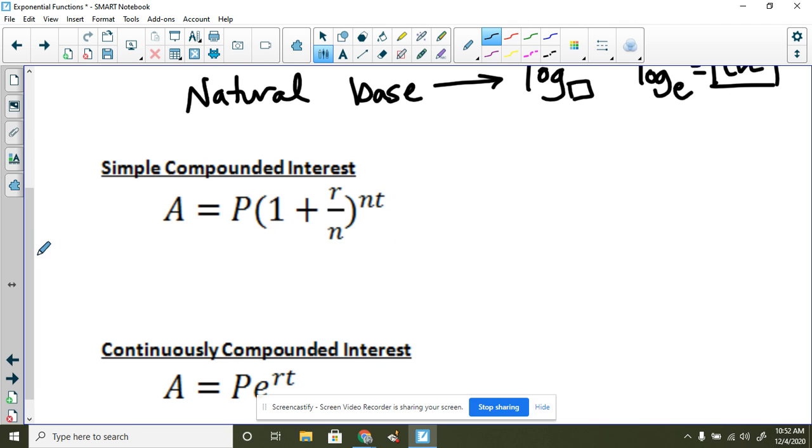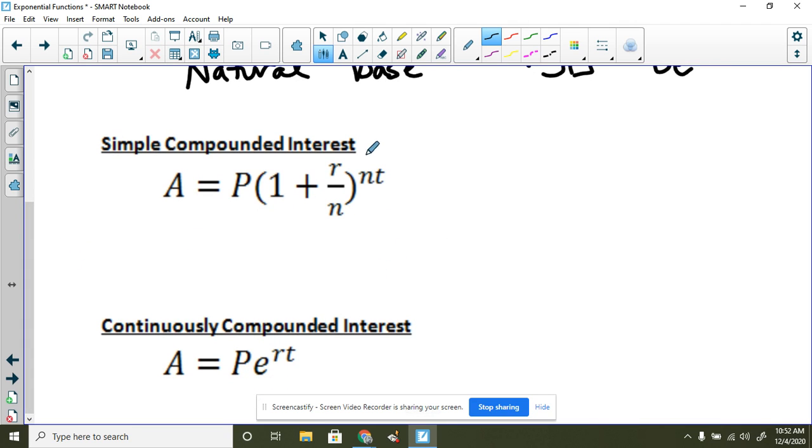Okay, so like I said in the previous video, there's two ways to calculate interest, and this is money that your money earns sitting in an investment account, a bank account, something like that. One way is simple compounded interest, and this is interest that's calculated at various points throughout a period of time. So we use words like quarterly, monthly, semi-annually, annually. Okay, words like that that represent different chunks of time.